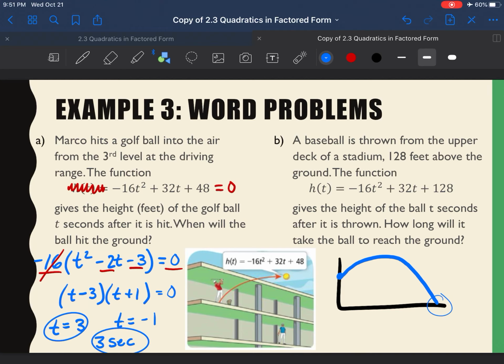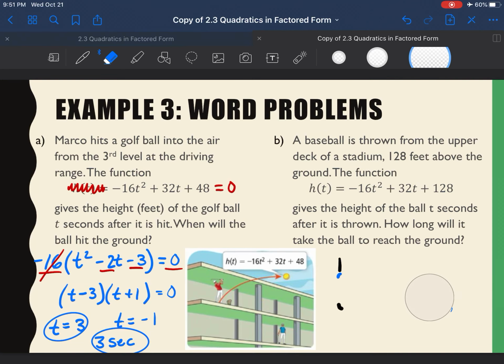The second problem, it's the exact same thing. Set it equal to 0, factor, and solve. I'm going to skip that just since it's literally the exact same steps, just different numbers.